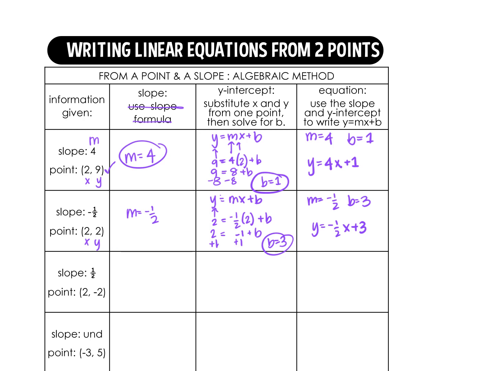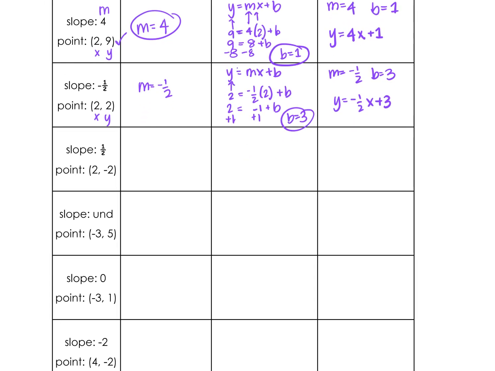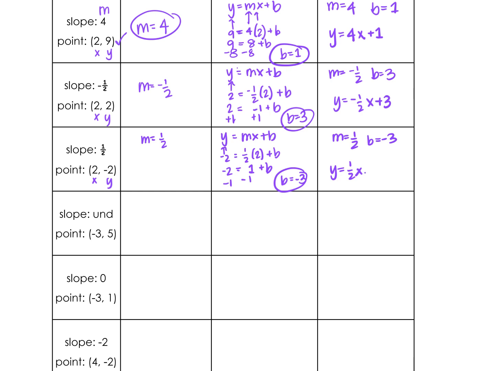Now with my information of my slope and my y-intercept, I can write my equation of y equals -1/2 x plus 3. In our next example, our slope is positive 1/2. Again, I start with y equals mx plus b. In this case, my y is -2. My slope is 1/2. My x is positive 2, and let's solve for b. So half of 2 is 1. I subtract my 1 from both sides, and I'm left with b equals -3. With this information, I can write my equation of y equals 1/2 x minus 3.